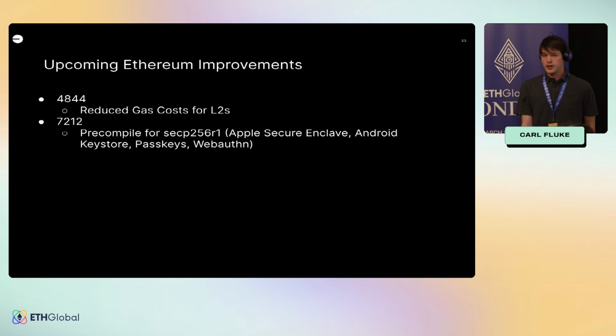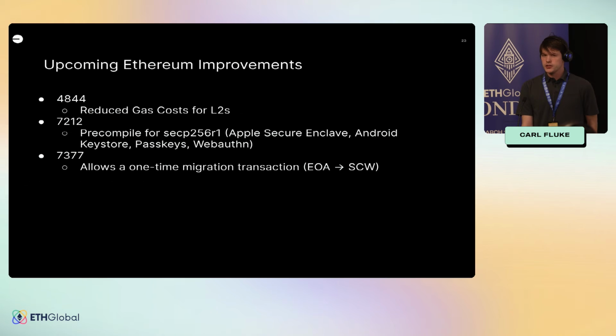Something that's coming up in our next upgrade is EIP 7212, which is a precompile for the passkey curve. So right now, with smart accounts, your gas is more or less like 80% more than an EOA. Once this precompile goes live, it should drop to be like 10% more. And that'll make it so like the average user won't really notice the difference between an EOA and a smart account transaction cost.